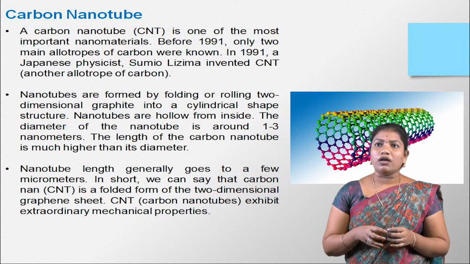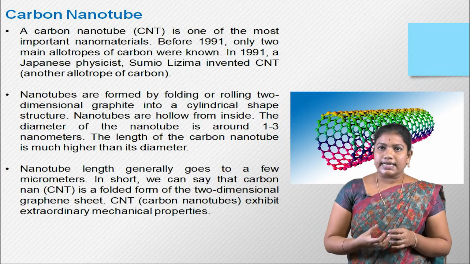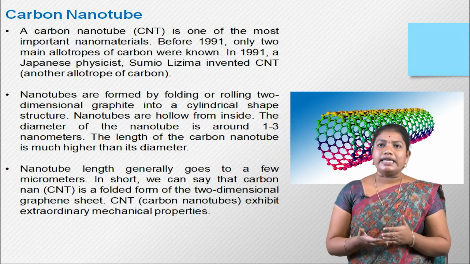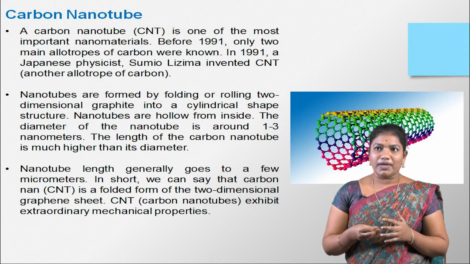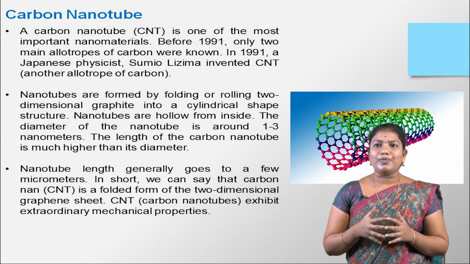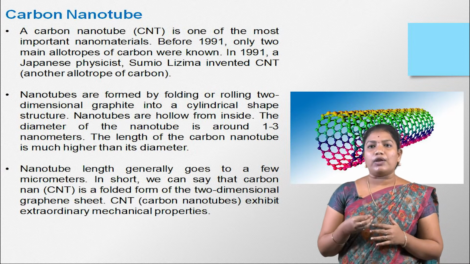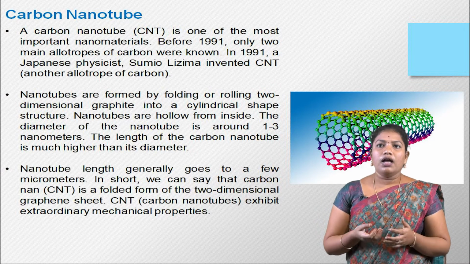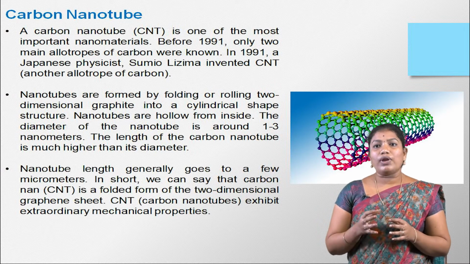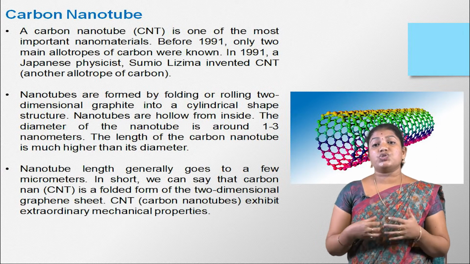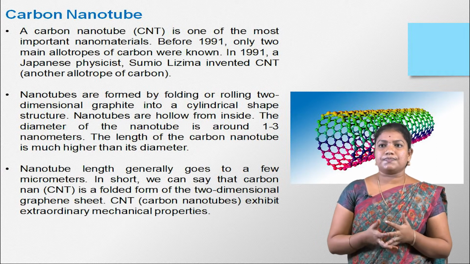The nanotubes are hollow from inside. The diameter of the nanotubes is around 1 to 3 nanometers. The length of the carbon nanotubes is much higher than its diameter. The nanotube length generally goes to a few micrometers. In short, we can say that the carbon nanotube is made from two-dimensional graphene sheets. The CNT exhibits extraordinary mechanical properties.